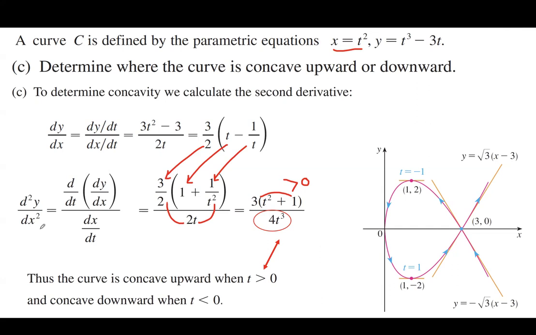Okay, we used the first derivative, we used the second derivative. Let us move on to another example. Find the tangent to the cycloid x equals r times (theta minus sine theta), and y equals r times (1 minus cosine theta), at the point where theta is pi over 3.